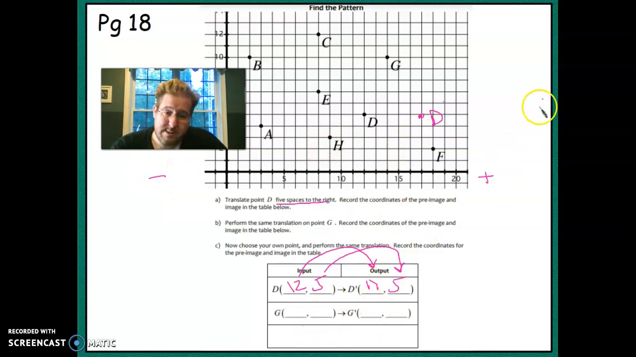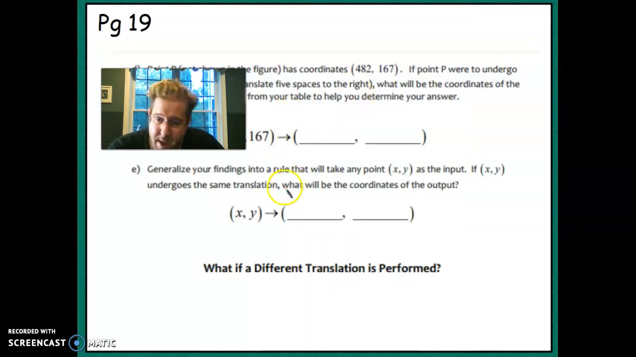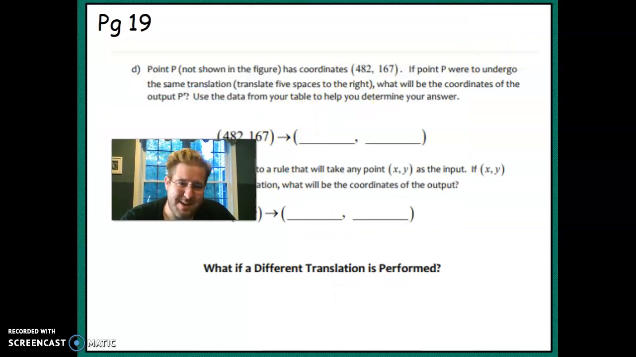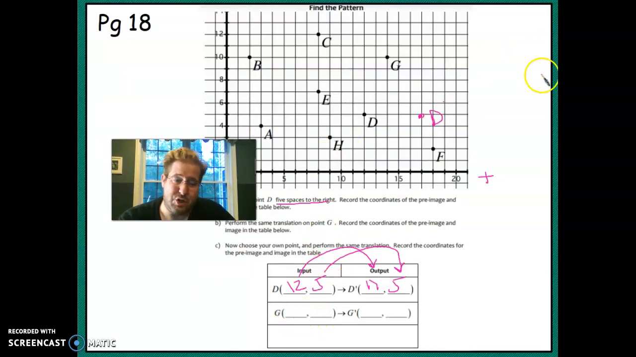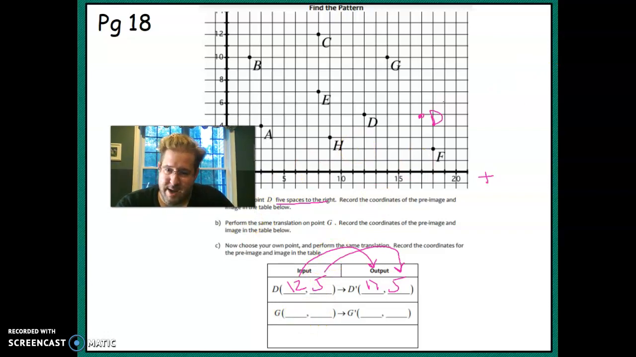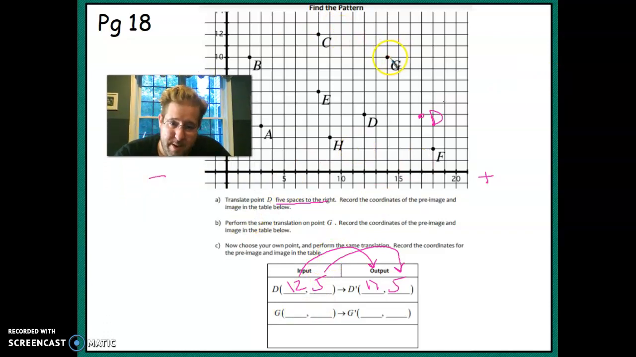To write this as a rule on the next page, actually before we get to that, if I pick another point like G, I'm trying to get ahead of myself here. If I pick another point like G, 14, 10, and then I move it the same amount to the right, which is 5, 1, 2, 3, 4, 5, I should not be shocked that G prime ends up at 19, 10, because like I said, we added 5 to the x and the y stayed the same.